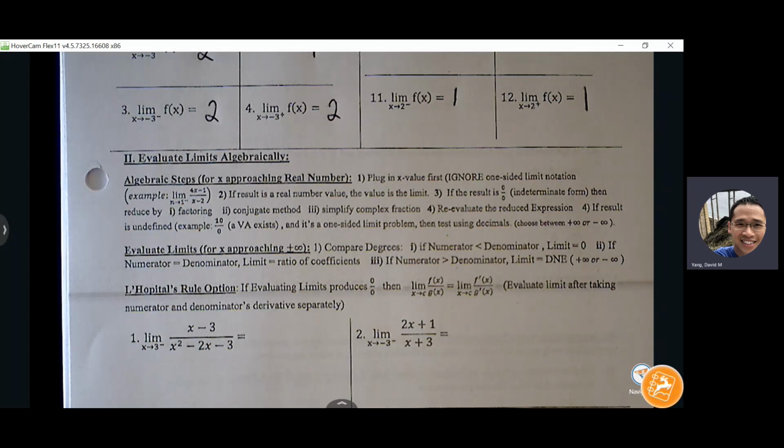And the third option is if you get 10 over 0 or 9 over 0 or 8 over 0. That's the indication that the limit does not exist. And then we say DNE. Unless it's a one-sided limit. Okay, if that's a one-sided limit for a vertical asymptote, then you can use decimals. If it says limit as x approaches 2 of f of x, and you get 10 over 0, that means there's a vertical asymptote. And then you can play with decimals like 1.9 or 2.1 to see if the graph is headed to infinity or to negative infinity.